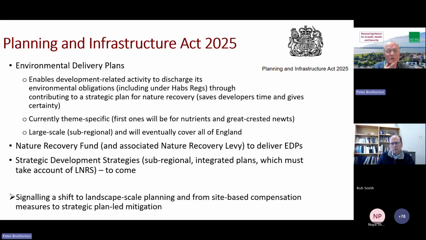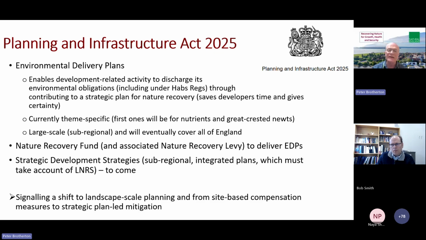The Planning and Infrastructure Act also sets the ground for strategic development strategies. These are going to be sub-regional. The key difference, or the key amplification, if you like, is that these are very much integrated cross-sectoral plans. As part of that integration, as set out in the Act, they must take account of LNRSs. These are still things that we are expecting to come. They don't yet exist, and we're expecting consultations on those very soon.